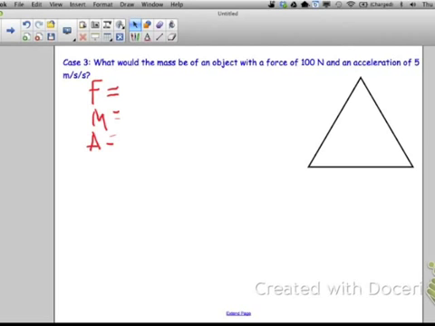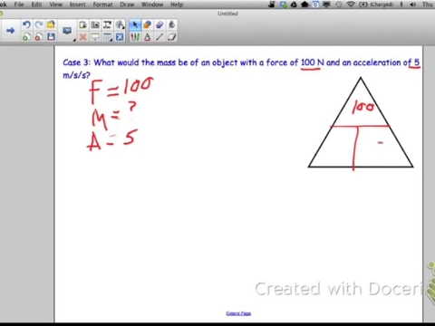Let's look at this final problem, case 3. What would be the mass of the object with a force of 100 newtons and an acceleration of 5 meters per second squared? So I put my stuff that I know. I know the acceleration is 5. I know that my force is 100 newtons. I need to find the mass. So I put in the parts.